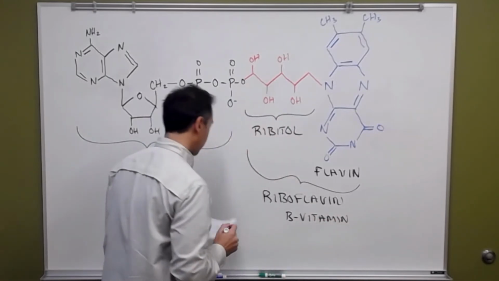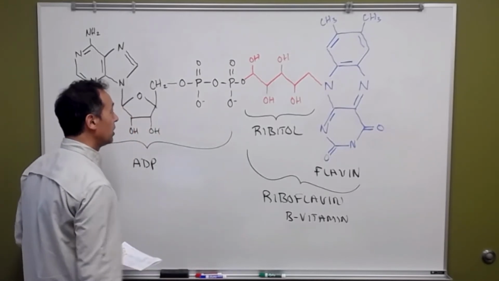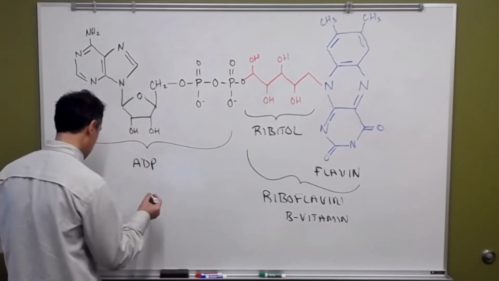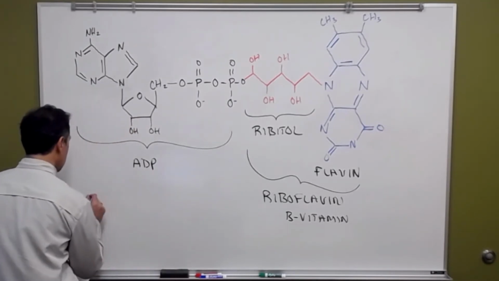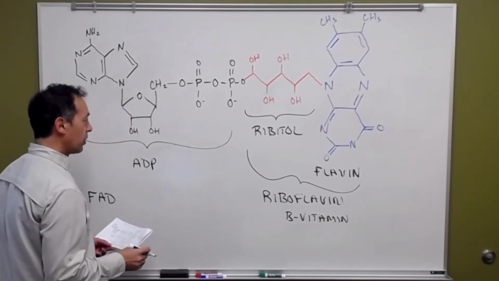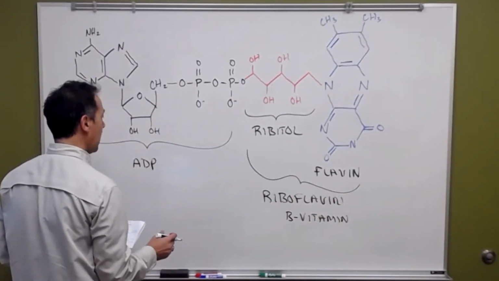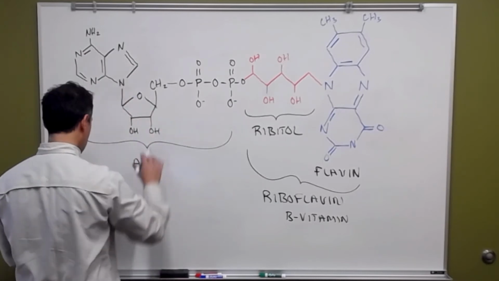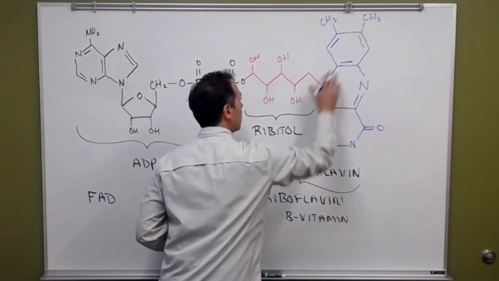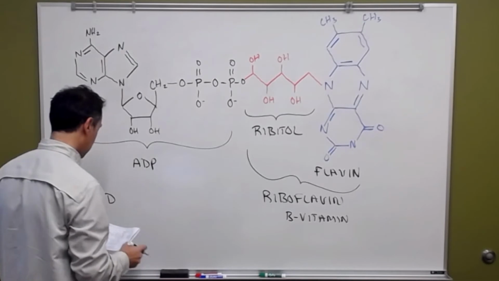Riboflavin, and you might recognize riboflavin as a B vitamin. All right, so what's the deal with the name flavin adenine dinucleotide, FAD? The flavin part of this comes from here, okay? So flavin, and then we have adenine, which is over here, and dinucleotide. This over here is a nucleotide. So that's where the FAD gets its name from.